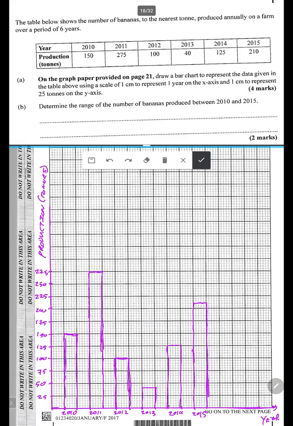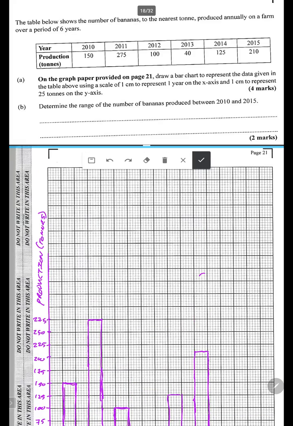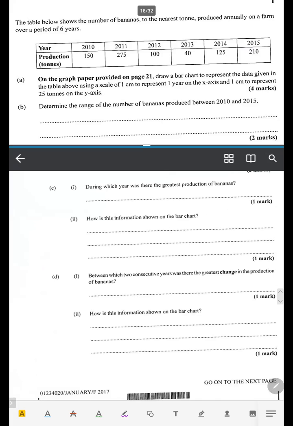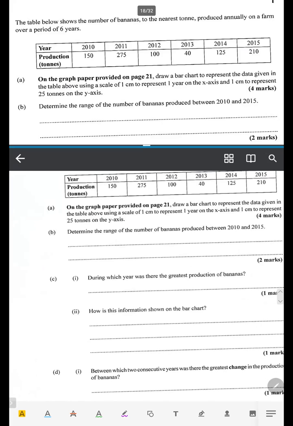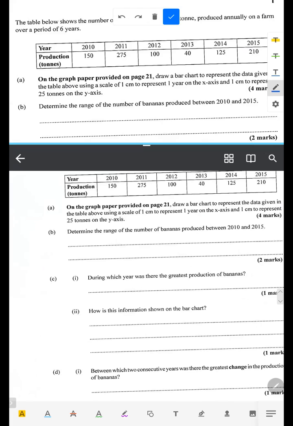So let's go back now to the question. The next part now wants us to determine the range in the number of bananas produced between 2010. The range is the largest production minus the smallest production. That's the range. So the largest, look up here, the largest is this, and the smallest is 40. All right, so we can do that as a range.